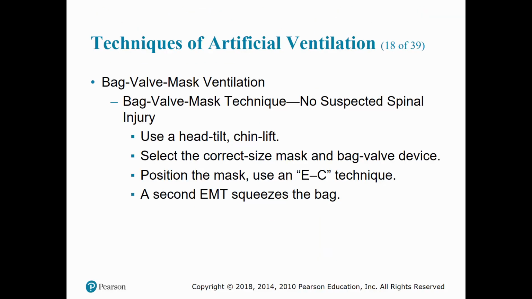In a patient with no suspected spinal injury, the first thing you're going to do is open the airway using the head tilt chin lift. Raise the patient's head slightly with a towel or pillow to achieve a sniffing position. Make sure you have the correct size of mask. You will then place the mask over the patient. Position your thumbs over the top half of the mask and your index finger over the bottom portion of the mask. Use your ring and little fingers to bring the patient's jaw up to the mask using that EC technique.